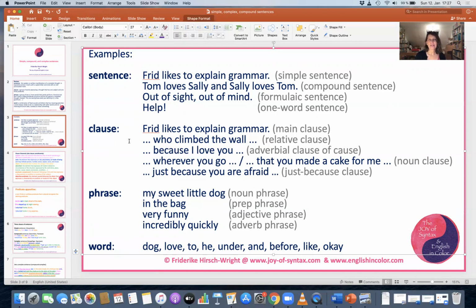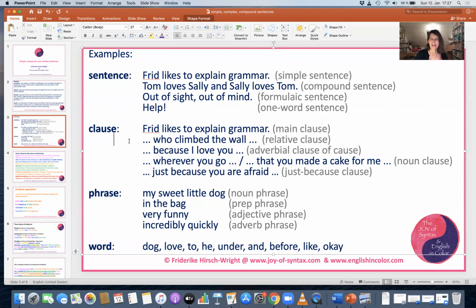"Because I love you" is an adverbial clause. It's a subclause. Subclauses usually don't appear on their own. They're part of bigger structures. They're part of sentences. "Wherever you go" and "that you made a cake for me" are so-called noun clauses. Noun clauses are also sometimes called nominal clauses or substantive clauses. Sometimes these types of clauses are talked of in terms of their subcategories, so that-clauses, WH-clauses.